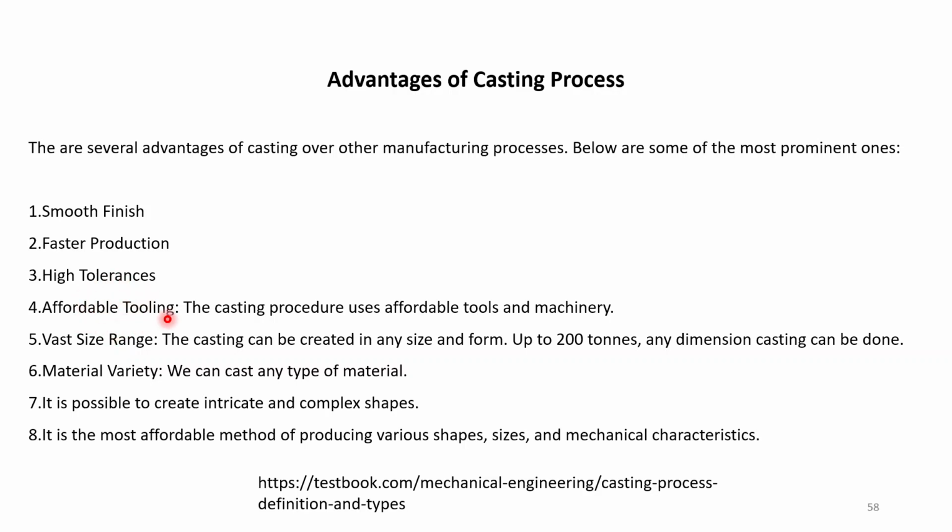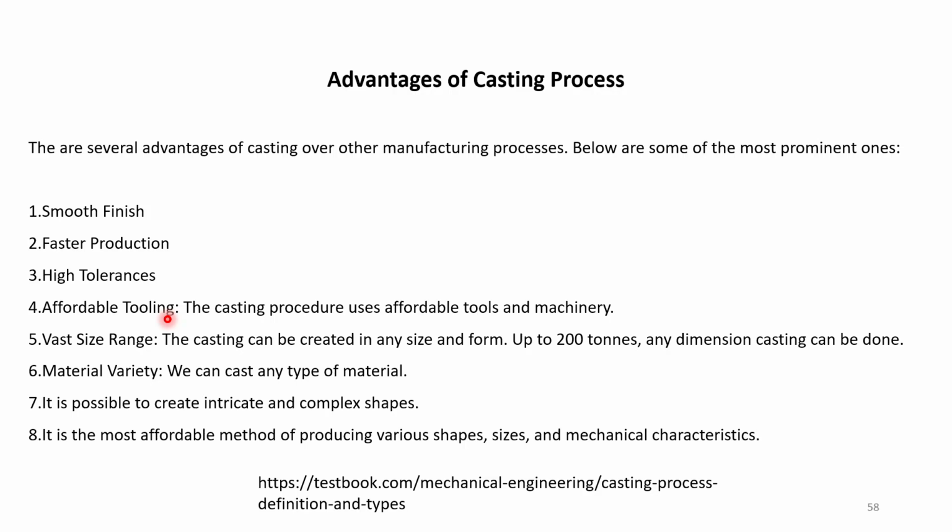So the tools that I showed earlier for the casting, those all are very affordable compared to other processes such as rolling, extrusion and all. The casting procedure uses affordable tools and machinery. Vast size range, so the casting can be created in any size and form, and up to 200 tons any dimension casting can be done. So very tiny parts to around 200 tons also you can cast easily.